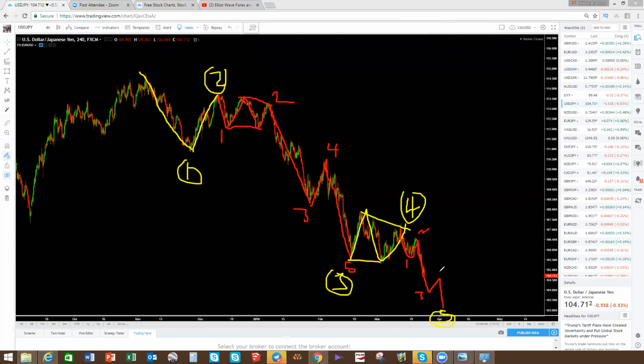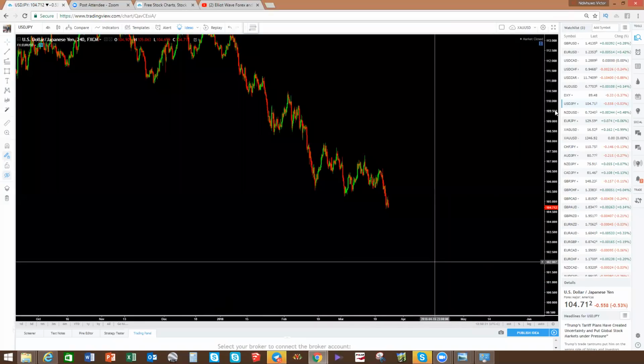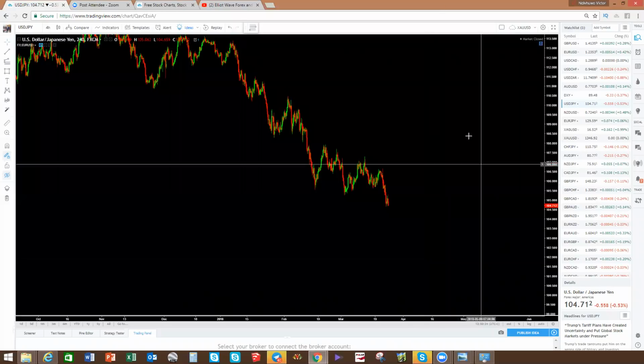1, 2, 3, 4, 5. You see internally here. Another corrective structure similar to this will just be giving you a 4 and then a 5, and then we'll be looking for the big move to the upside. But you need to be patient and not rush it. You need to time the entries. So this one looks very good. All right, that's US dollar JPY.